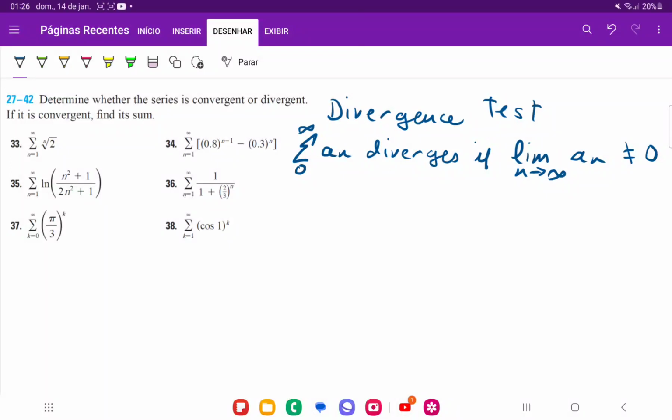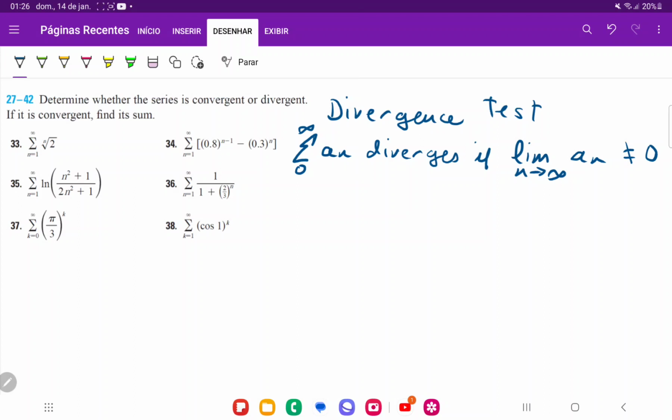Okay, for 33, we want to see if the series here converges or diverges. And what we're going to do here is we're first going to try the divergence test. Now, the divergence test tells us that whenever we take the limit of the terms that you're adding, if the limit is not 0, it is going to diverge.